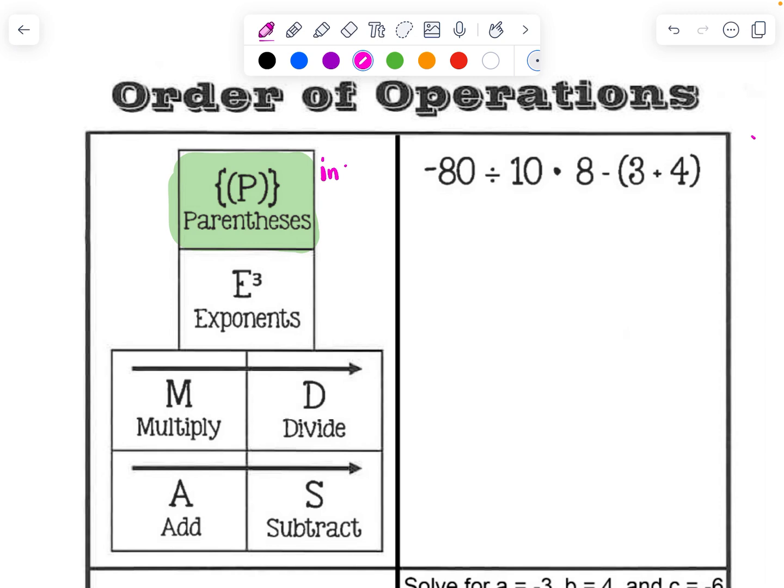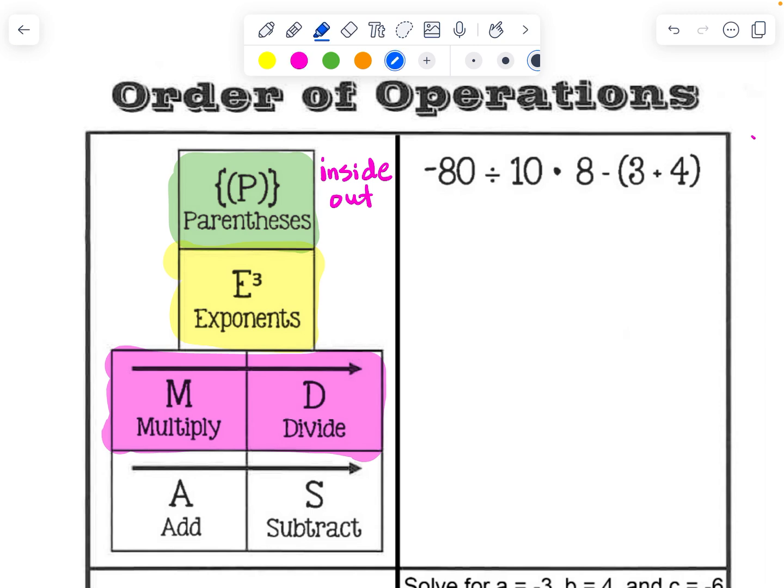So if you have more than one set of grouping symbols, you start in the middle and you work your way out. And even inside the grouping symbols, you need to follow the order of operations. And then the next is exponents. That's our second step. The third step is going to be multiplying and dividing in order from least to greatest. So it doesn't mean multiply before divide.